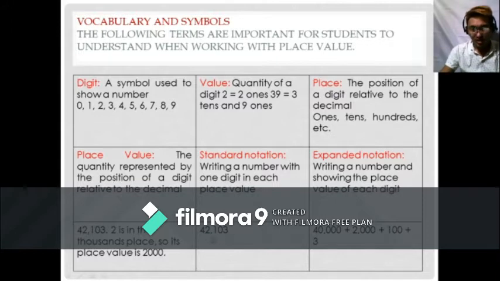So for instance, let's expand 42,103. So we will do 40,000 plus 200 plus 100 plus 3. Okay, we did not include the tens because the value of tens here is 0. So we continue and go directly to the ones. So again, if you expand these numbers in expanded notation, you write 40,000 plus 2,000 plus 100 plus 3. So if you total all of that, the answer is the same as 42,103.